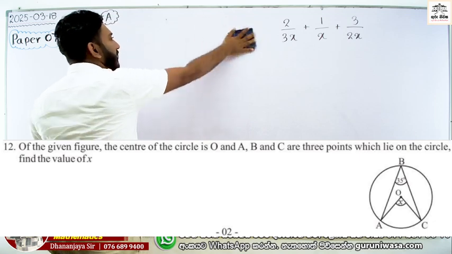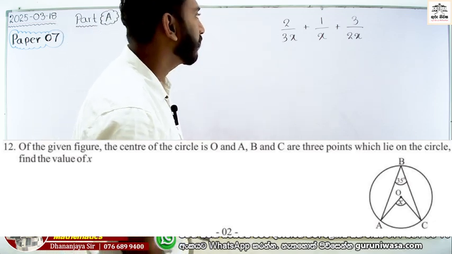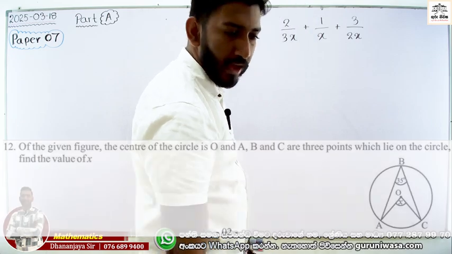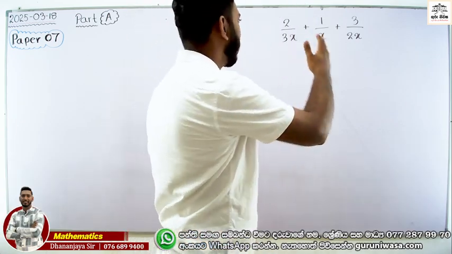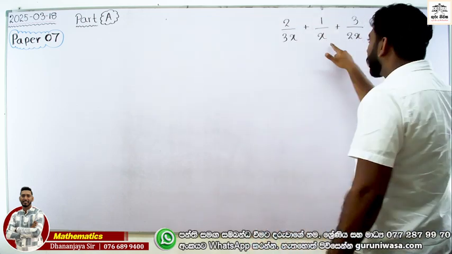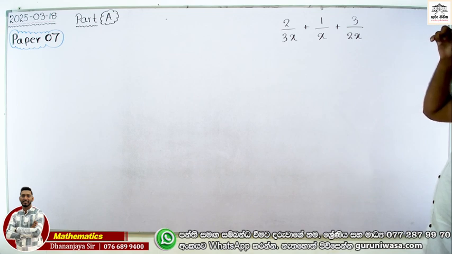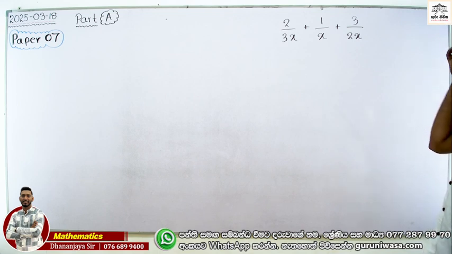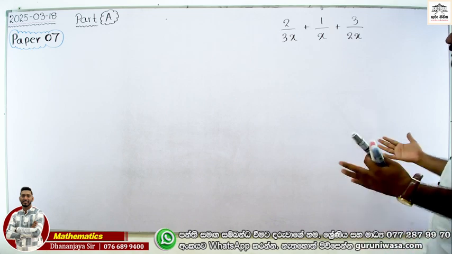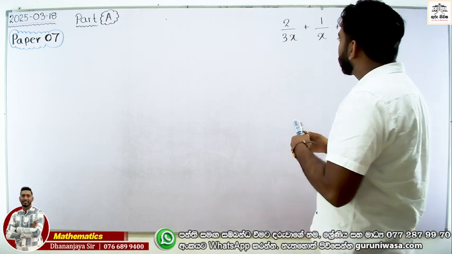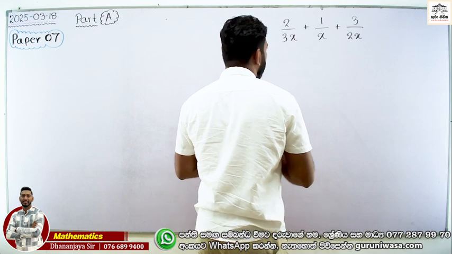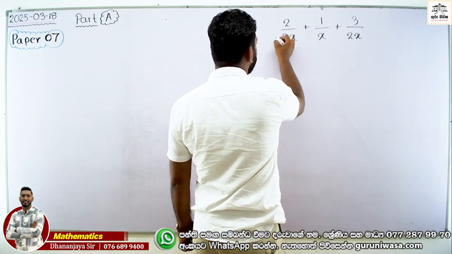We can find. Right, now look at this. 3x, x, and 2x. And what is the LCM? The x is a common thing, and 2 and 3 are prime numbers. So therefore the LCM is the product of them. Therefore 6x is the LCM. Now you can multiply by the 2.